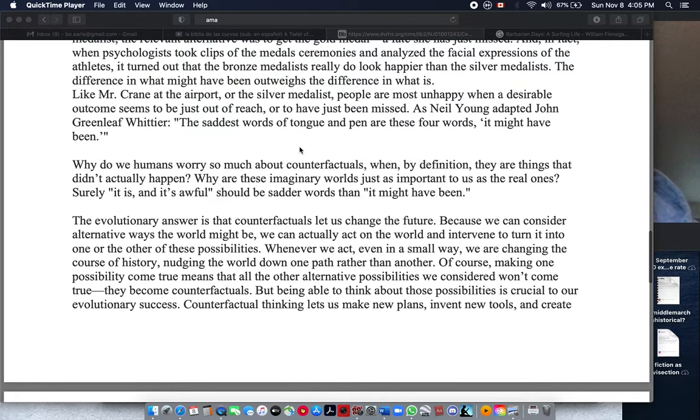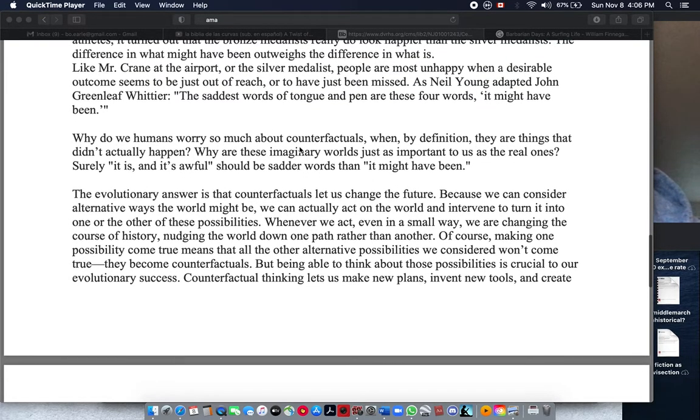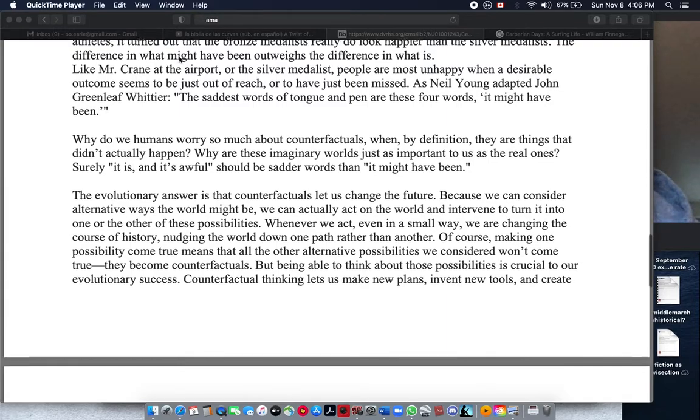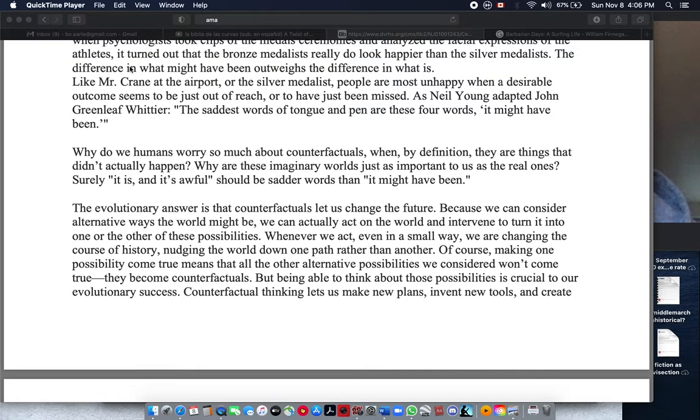In fact, when psychologists took clips of the medal ceremony and analyzed the facial expressions of the athletes, it turned out that the bronze medalists really do look happier than silver medalists. The difference in what might have been outweighs the difference in what is. That's really revealing. What might have been matters more than what is. The counterfactual scenario, what didn't happen, actually matters more than what did happen.